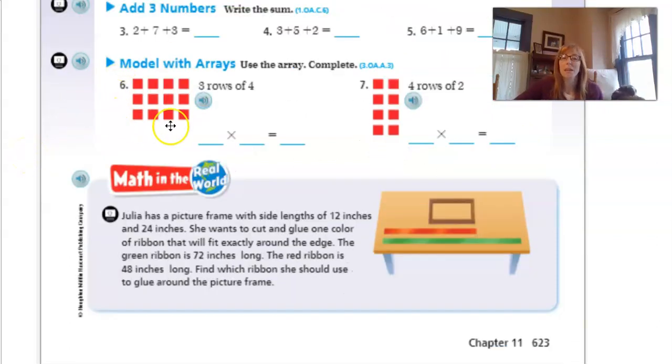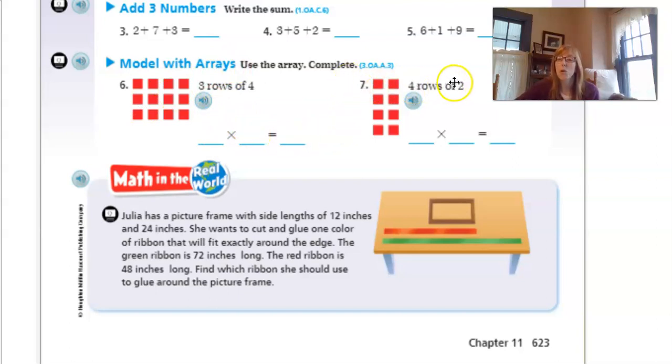So this would be an array. Arrays are going to come into play when we start talking about area. Area is going to be using multiplication. So this will be really cool. If you remember our arrays, we have 3 rows of 4. So there's 1 row, 2 rows, 3, 4. There's 4 plus 4 plus 4. So instead of adding, we use multiplication. So we say 3 times 4 is 12.